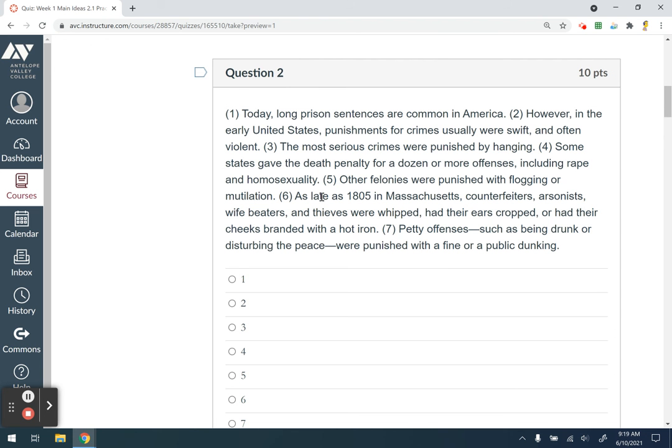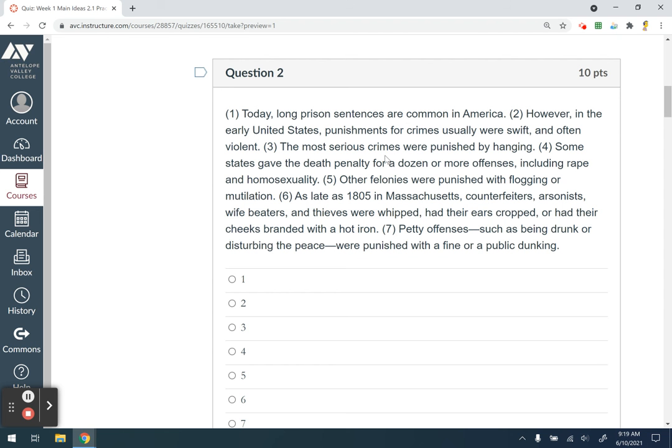So again, what you want to do when reading is look for a topic, look for the subject. What is the subject or topic? If we could do it in a few words, really what kept getting repeated is crimes. So we're talking about crimes. As you're looking through, again, what are they saying about the crimes? Well, let's look at some of the sentences.